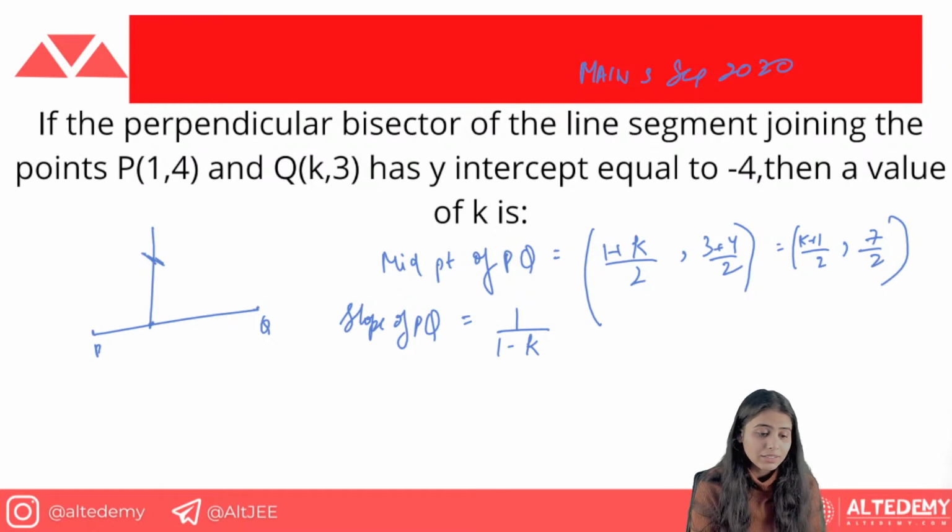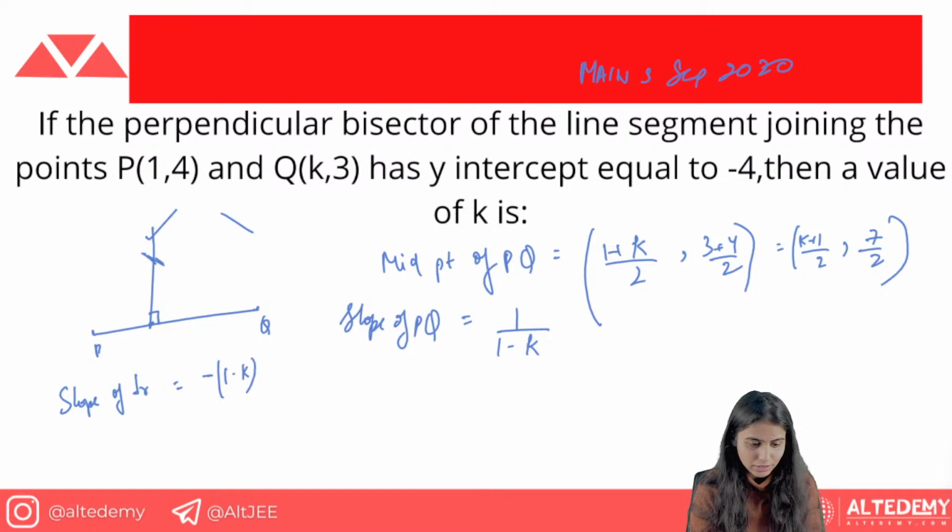Now we know that this is perpendicular, the 90 degree. So we calculated the slope of PQ, and now you can calculate the slope of the perpendicular bisector. The slope of the perpendicular bisector is going to be minus of (1 minus k), that is going to be written as k minus 1.